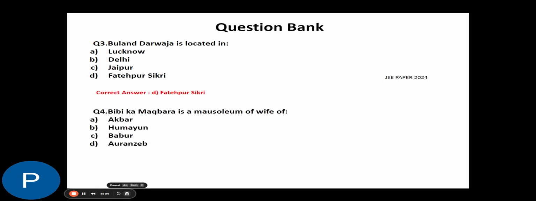Now coming to the next question, Bibi Ka Maqbara is a mausoleum of. As we can see, the first three options are incorrect. The correct answer for this is D, Aurangzeb.